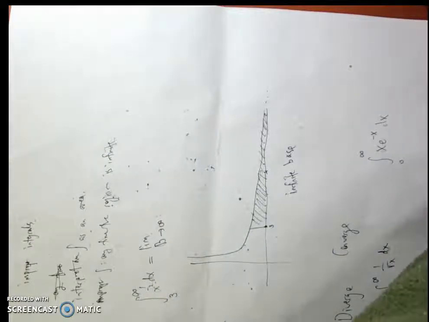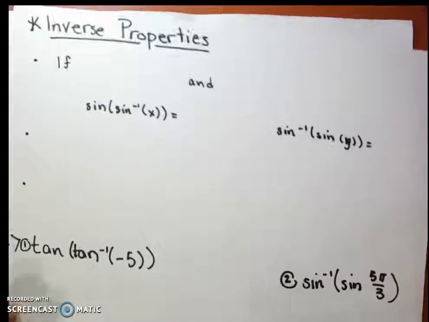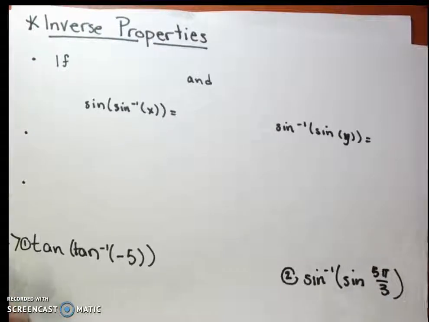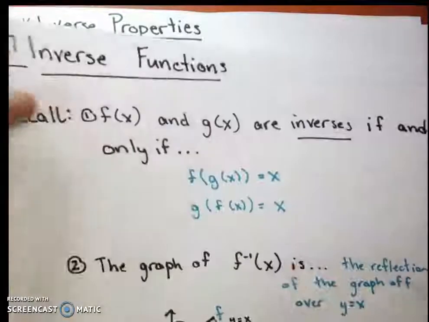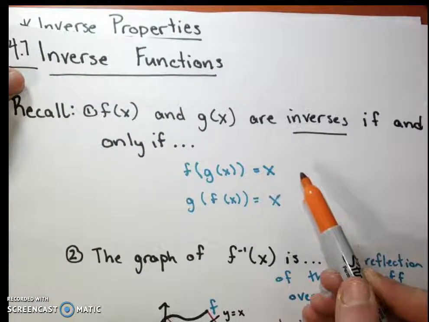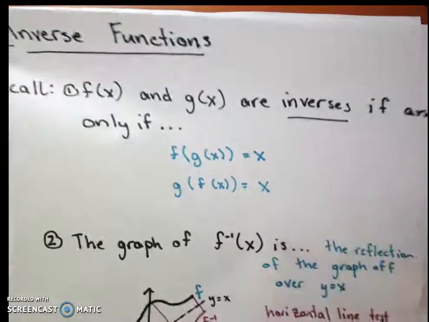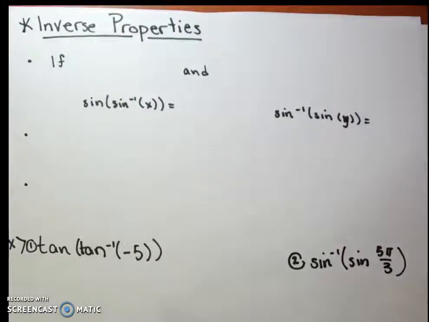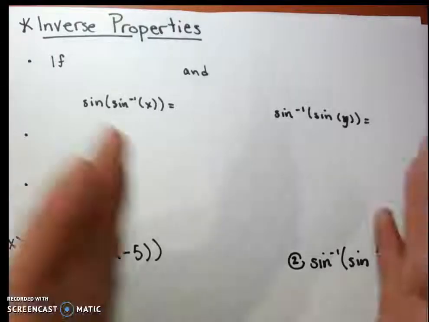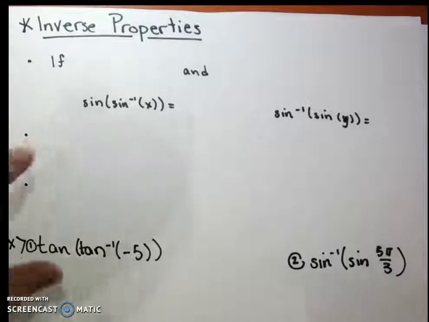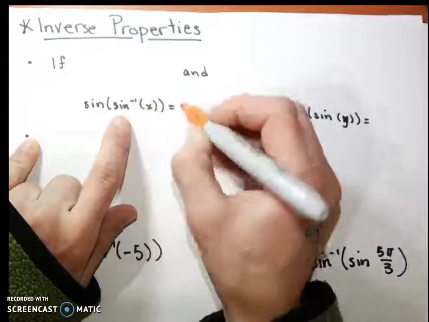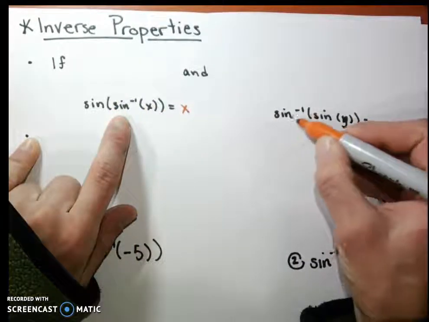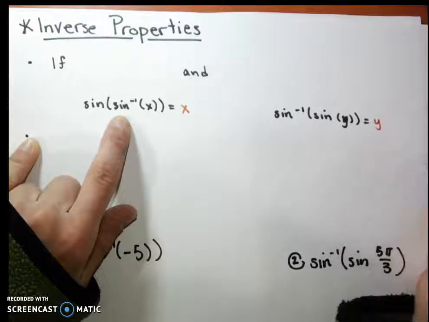Actually, one more important thing about inverse functions is the inverse properties, and then we'll look at some examples. The inverse properties are basically just a restatement of these ideas. When you compose two functions, you get x. You get the input value back. But we have to be a little bit more careful because we had to restrict our view of these functions to certain domains. So the basic idea is that we want sine of sine inverse of x to equal x, and we want sine inverse of sine of y to equal y.